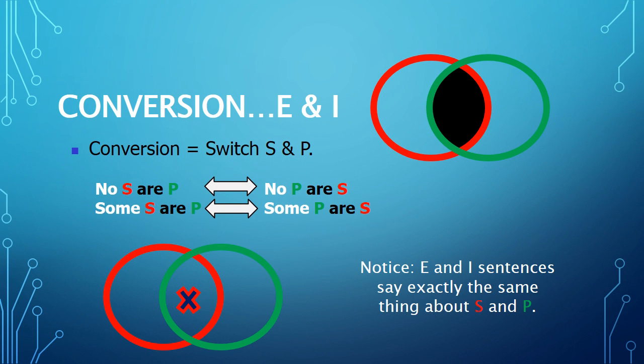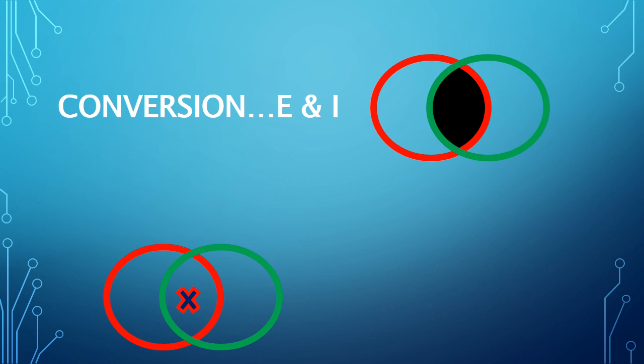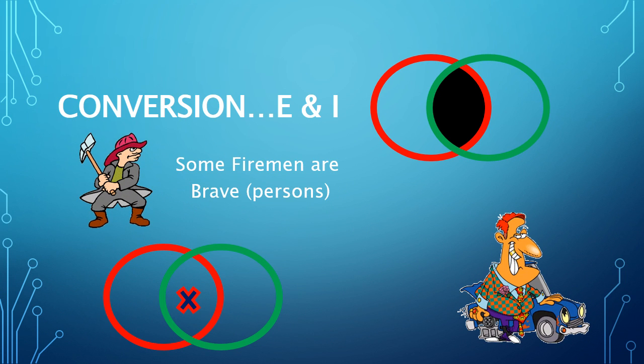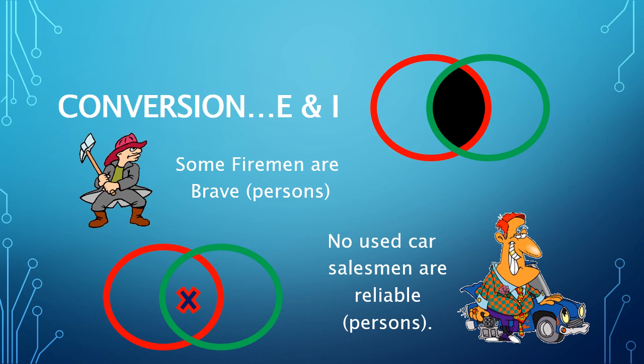So by way of review, conversion works on E and I sentences, and it occurs when you just flip-flop the places where the subject and the predicate term occur. And just to give you a couple more examples, if some firemen are brave persons, can you figure out this one? Yeah, some brave persons are firemen. And if no used car salesmen are reliable persons, well, then no reliable persons are used car salesmen.